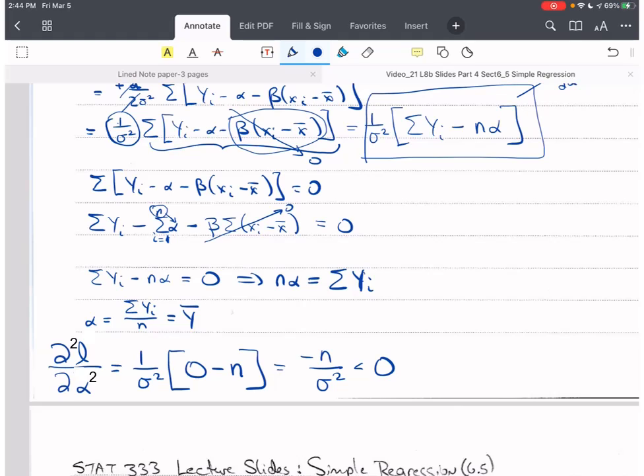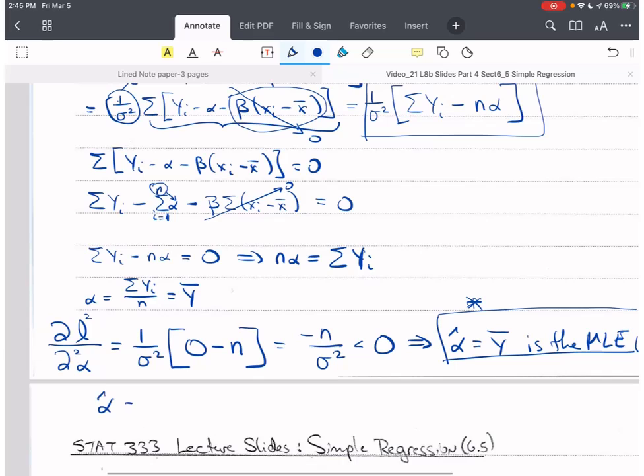And that means that we are concave down, and we've set the derivative equal to 0. That means we have the maximum. Okay? So, which implies alpha hat equals y bar is the MLE. Okay? So we've found the MLE of alpha hat. So I'm going to write that alpha hat equals y bar is MLE.